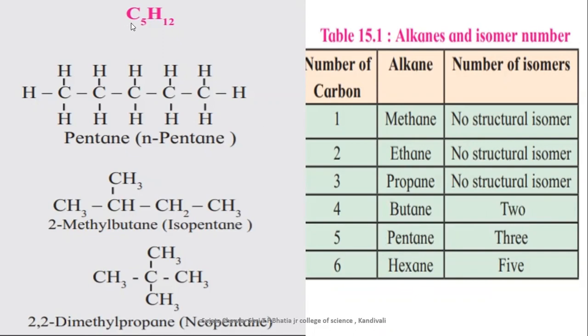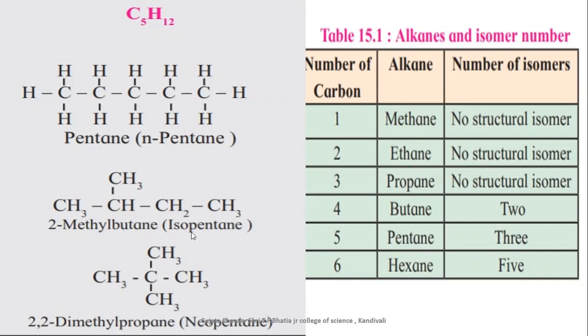Pentane has C5, that is 5 carbons, and H12. Now these 5 carbons can be arranged in three forms. For example, pentane, that is n-pentane, is the chain structure, the arrangement done in a chain form. Whereas isopentane is a branched chain, that is 2-methyl butane.